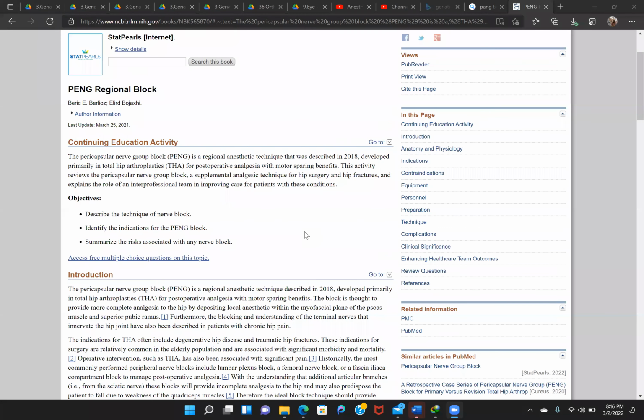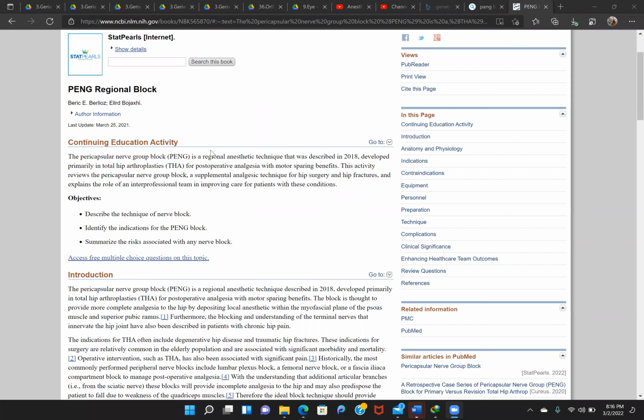So recently they have devised a block. I don't have too much information about it, but there is a block named the PENG block. Have you heard of its name? This is a new block described only a few years ago, and it's called the pericapsular nerve group block. It is being used to do the positioning because of pain in hip fractures.